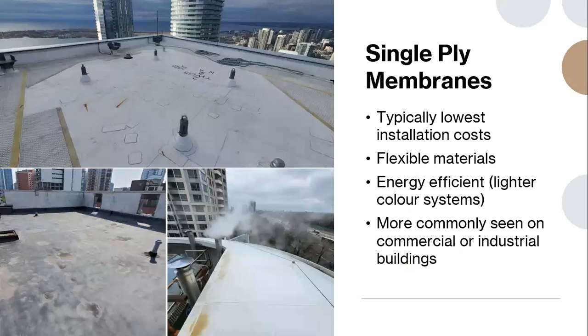So these ones are kind of grouped together, the single ply membranes, and we'll take a quick look at what the three main types of single ply membranes are. But we just wanted to speak about them together because there are quite a few similarities between them. So some of the appeals of a single ply membrane system is the fact that typically it has one of the lower upfront installation costs.